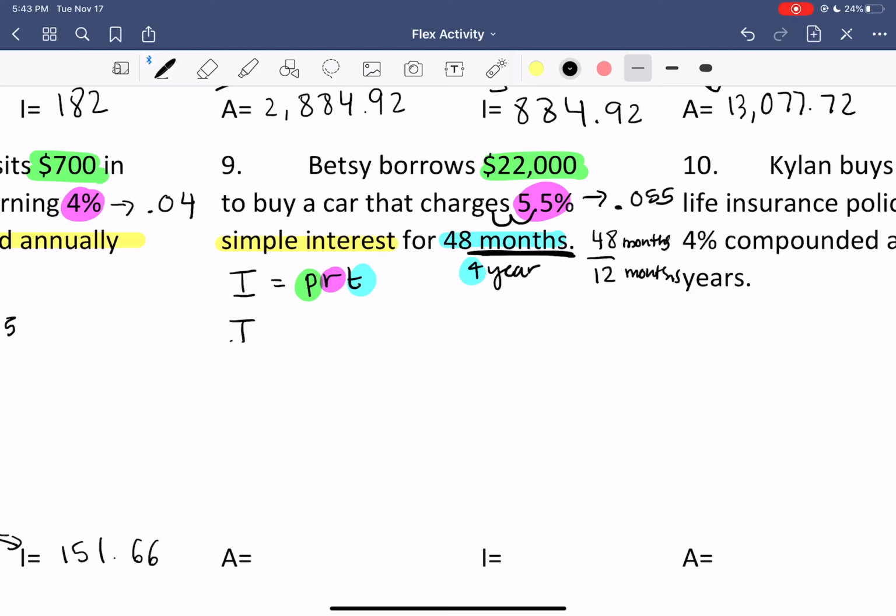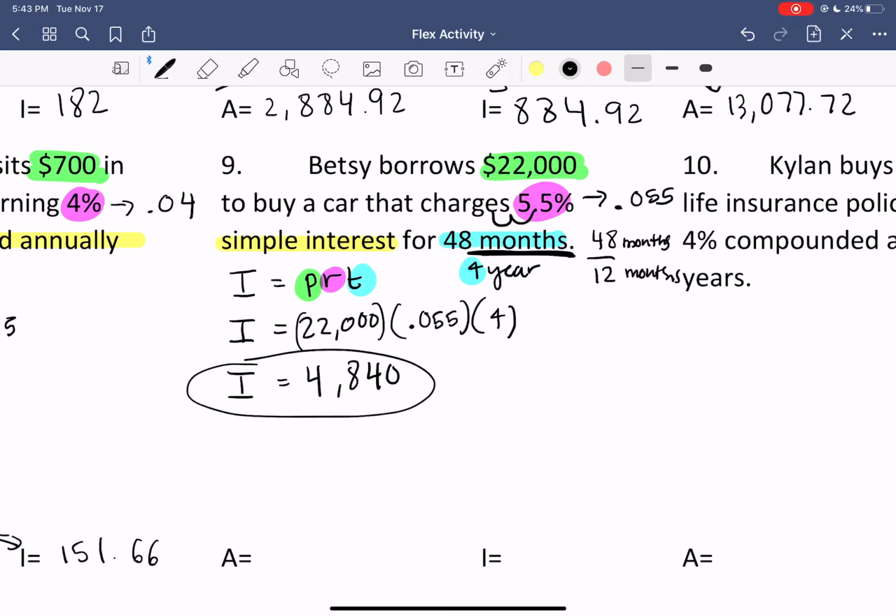So when we find I equals 22,000 times 0.055 times 4, when we multiply those out, we get 4,840 is the interest. So this amount right here is going to go right here.